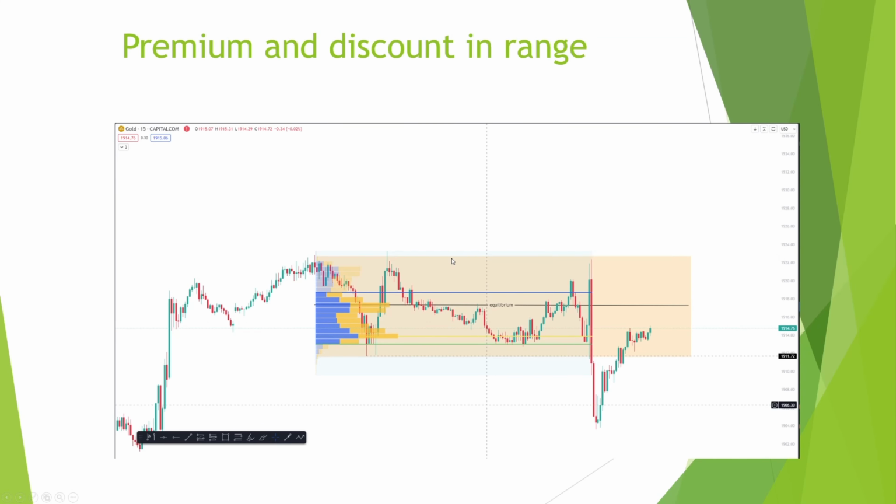Why do we need to use premium discount in a range? Because in a range it's a bit different story. You have to identify equilibrium, where price will be consolidating. You can use volume profile to identify it as well, but usually you just use it from the top of the range to the bottom of the range, and you can find equilibrium. The same you can use for order blocks, fair value gaps, mitigation blocks, etc. I will show everything later.